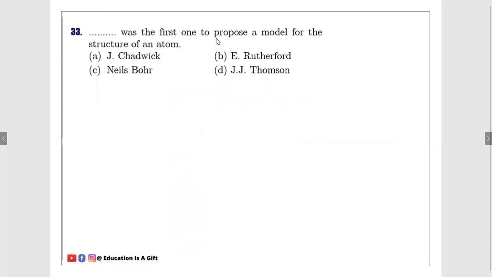33. Dash was the first one to propose a model of the structure of atom. So who proposed the structure of atom first? It is J.J. Thomson, J.J. Thomson watermelon model. After J.J. Thomson, Rutherford. After Rutherford, Niels Bohr.